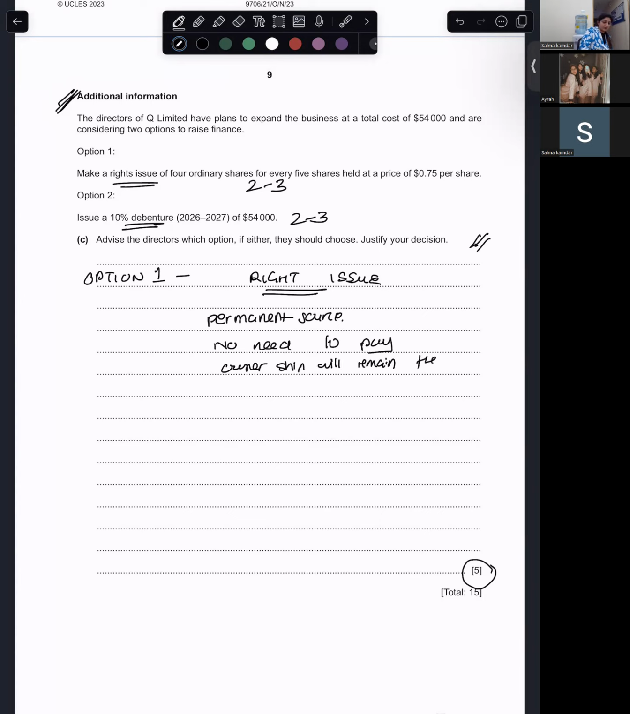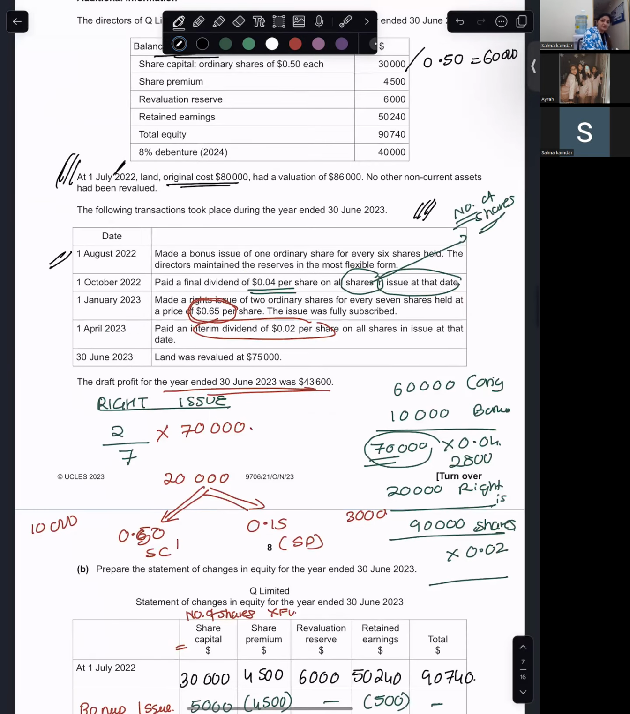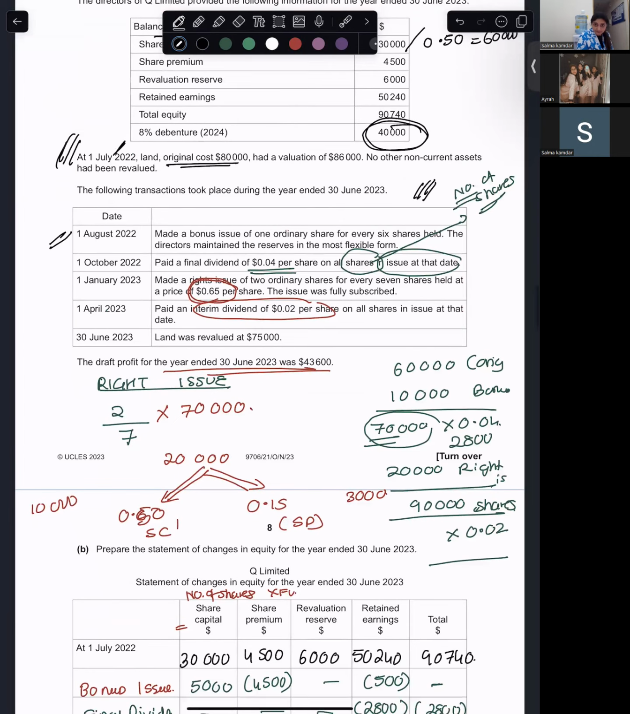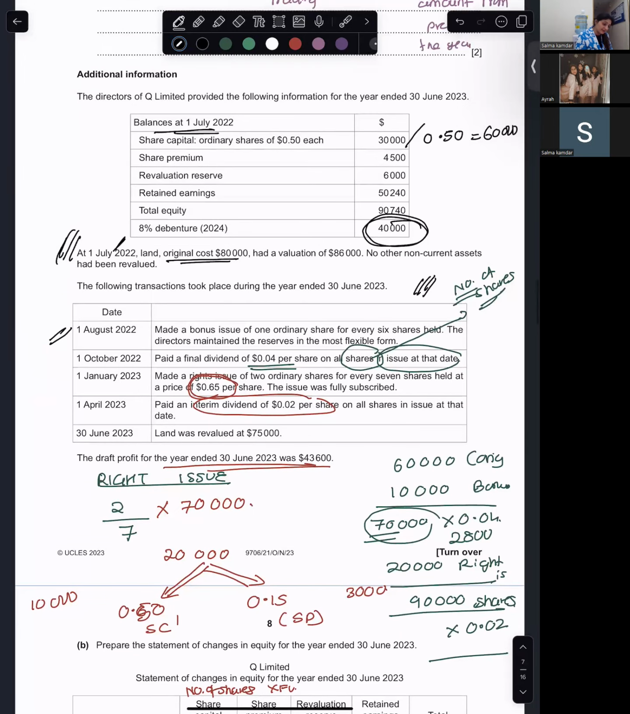How about option 2? In option 2, they will have to pay debenture interest on this. Security might be given. They can get this for long. Current debenture is already 40,000, which is due for payment.